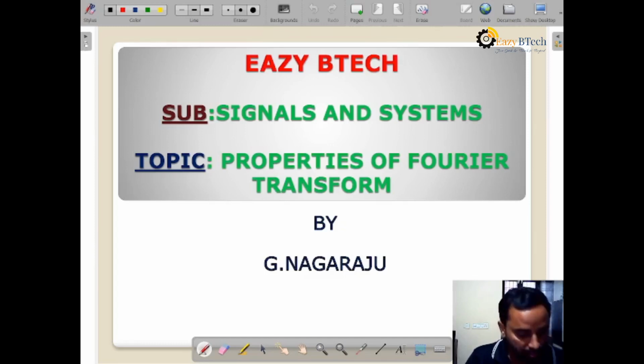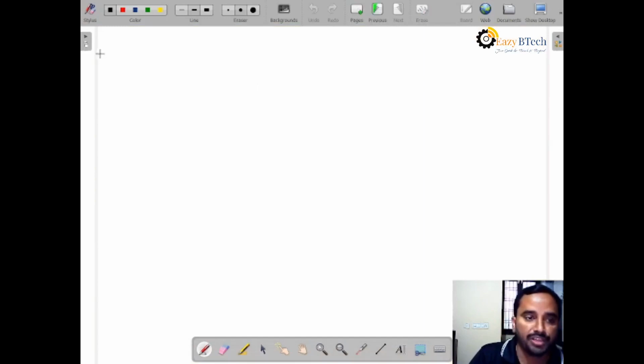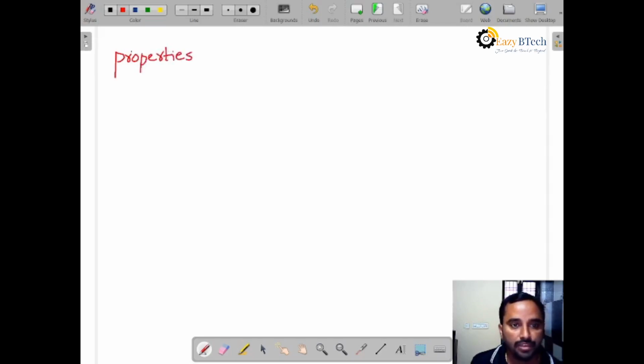Let's start today's session. Properties of Fourier transform, very important. So we discuss properties of Fourier transform. They are very important. So today's topic, properties of Fourier transform. We will discuss the statement or definition of each property, and at the same time we will do the proof of that taken property.